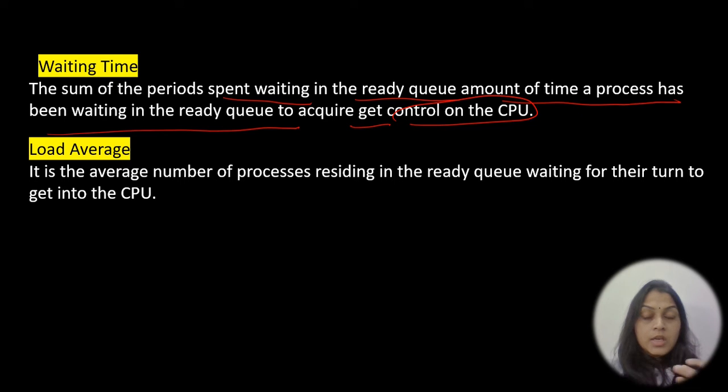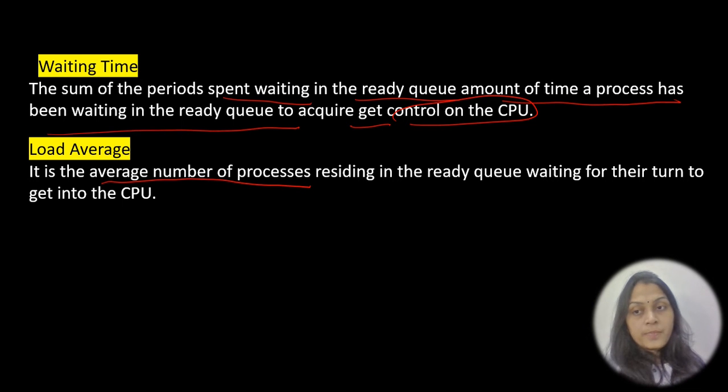So next is the load average. It is the average number of processes residing in the ready queue, waiting for their turn. They are all residing in a ready queue waiting for their turn to get into the CPU. So that is the load average.